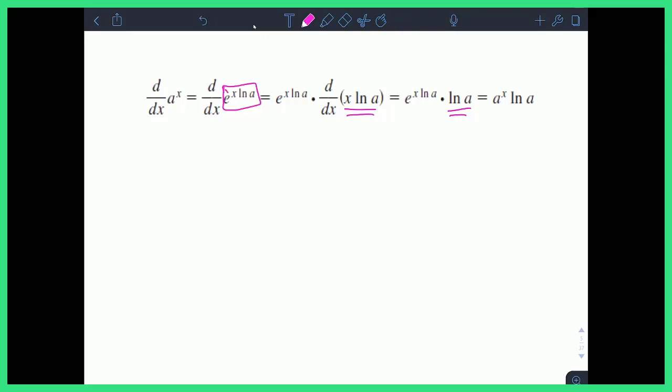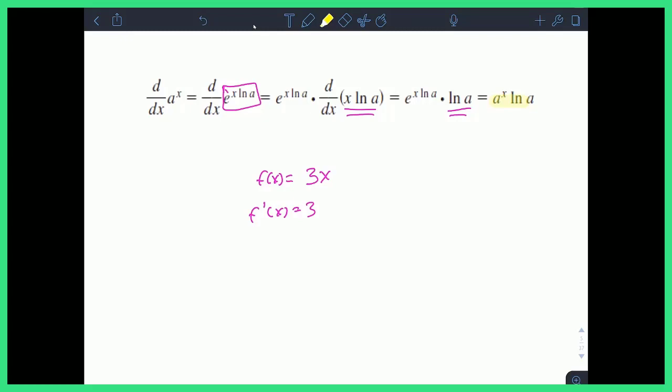This is like asking, what's the derivative of 3x if this is f of x? Then f prime of x is just equal to 3. It's the same thing with a natural log. Natural log a is a constant. So the answer and the formula that we're going to use is the derivative of a to the x is equal to a to the x ln a.